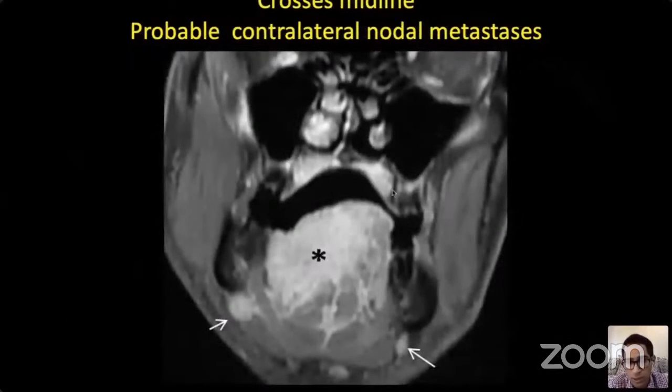And if there is spread across the midline, start looking for the contralateral node. So this is a disease which is extending across the midline. It has a node on the ipsilateral side and a node on the contralateral 1B side, and then there's a submental node as well.